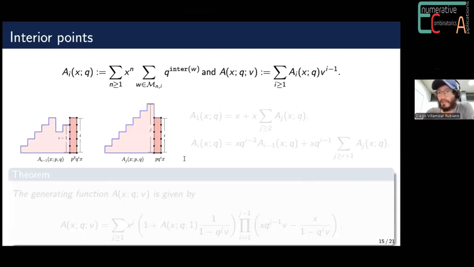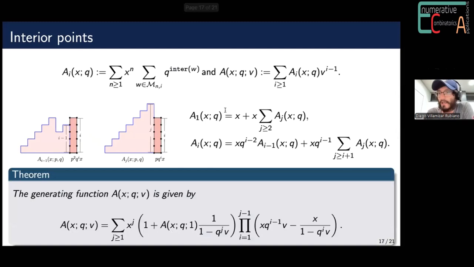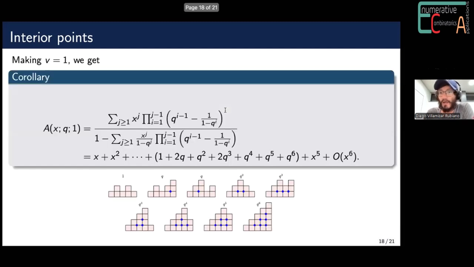And the interior points, we do exactly the same thing. We use exactly the same recursion, but you just have to count these points that are the last ones that you put. And with that recursion, you also get a functional equation, and plugging in 1 at V, you get that count. You get the count of certain Motzkin polyominoes with exactly a certain amount of interior points.